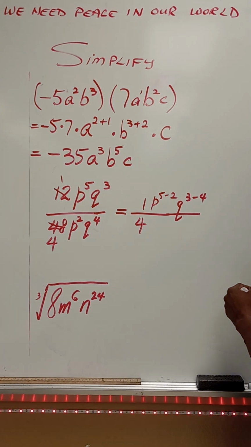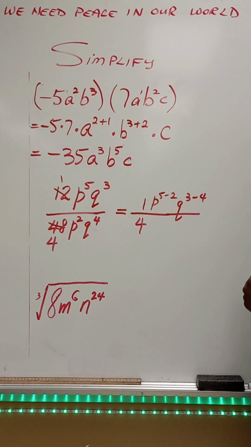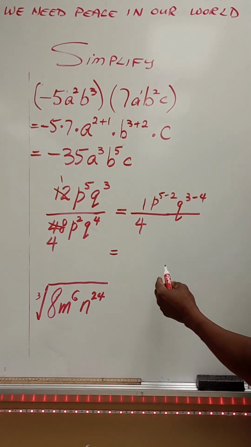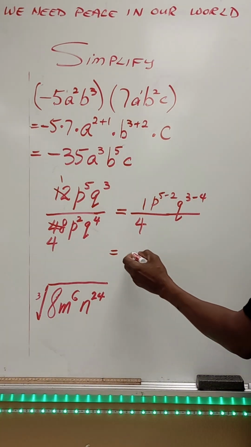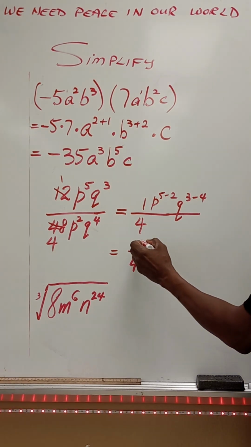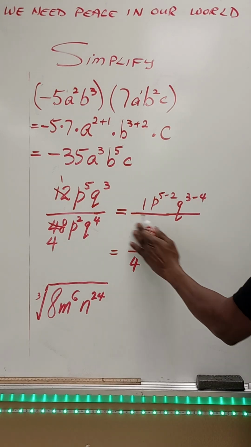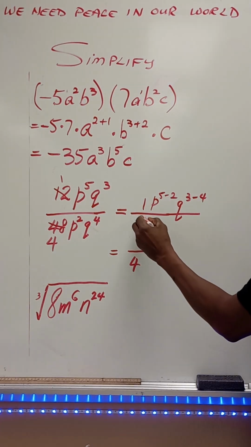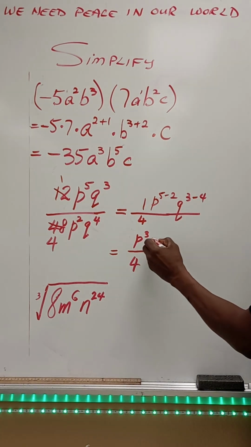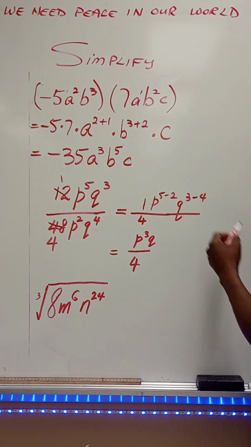And from there now, what we could possibly do is, we can leave this one out. That's not a problem. So we're going to put our 4 at the bottom. Let's see what happens. Put a 4 at the bottom. We have p: 5 minus 2 is 3. And q: 3 minus 4.